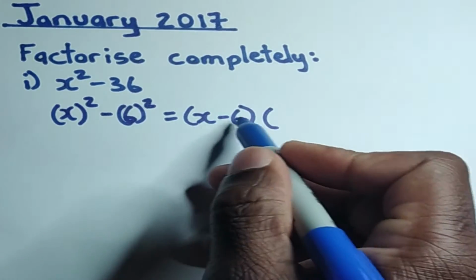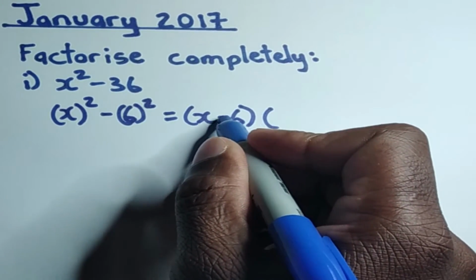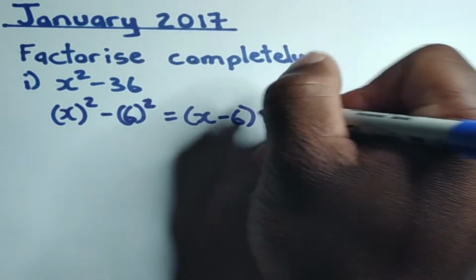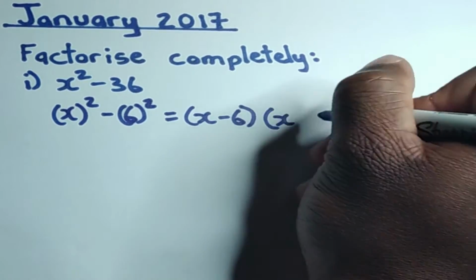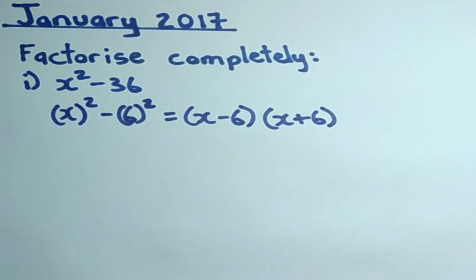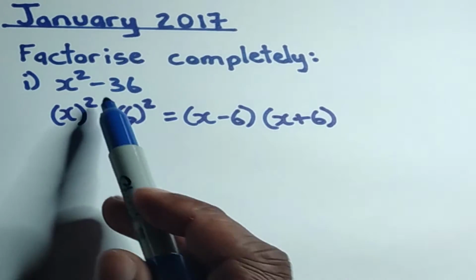Then we'll write back the same two terms. The only thing that we're going to change is this sign from negative to positive. So instead of writing x minus 6, we'll write x plus 6. You might be wondering if it's that easy. Yes, it's that easy, there's nothing to it. So this is pretty much how we treat with something like this.